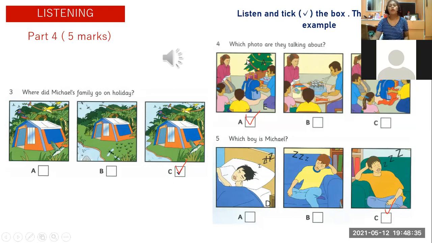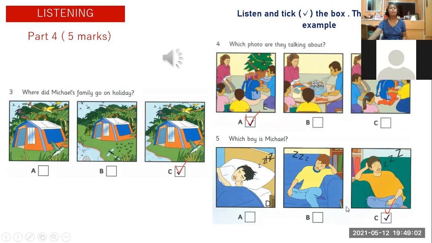Now, which photo are they talking about? Okay, it's letter A. They're talking about letter A. Okay, it's in the Christmas. Okay, there is a Christmas tree and there is a present. Okay, which boy is Michael in the picture? Your answer is letter C.